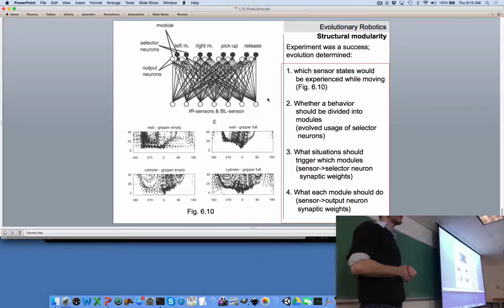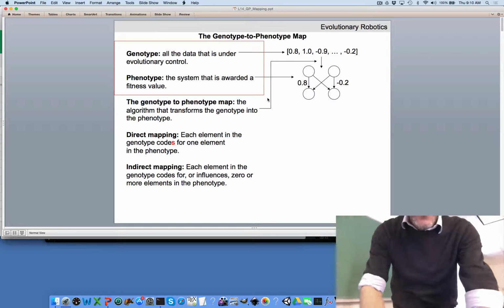Any questions about that before we move on to the genotype to phenotype map? No? Okay.